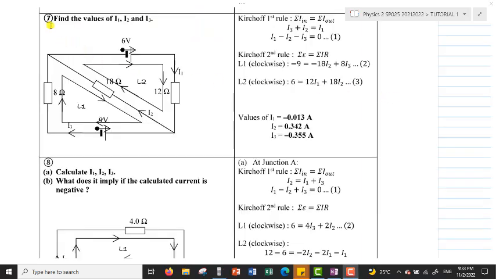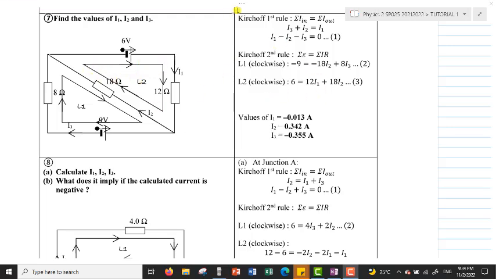Okay, let us practice again using question 7. Find the value of I1, I2, and I3. So, as usual, identify the current that flows through each of the circuit paths, and then draw the direction of EMF for each of the batteries. Then we choose how we are going to travel in the loop. So we still have two loops here, loop 1 and loop 2. I'm going to travel loop 1 in the clockwise direction, loop 2 also in the clockwise direction.